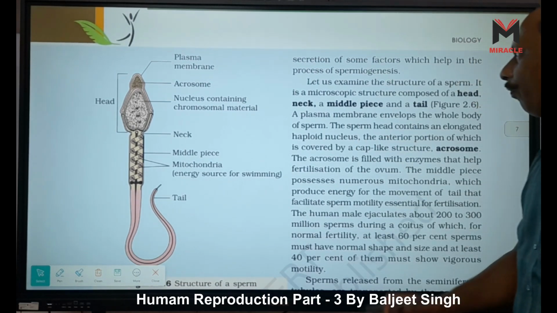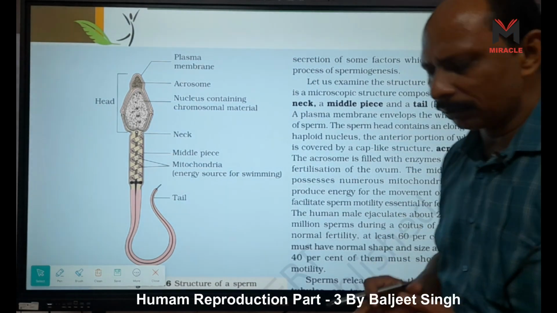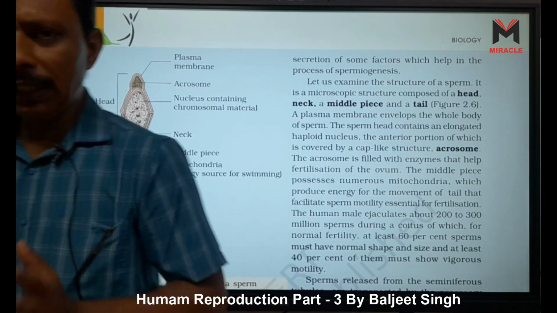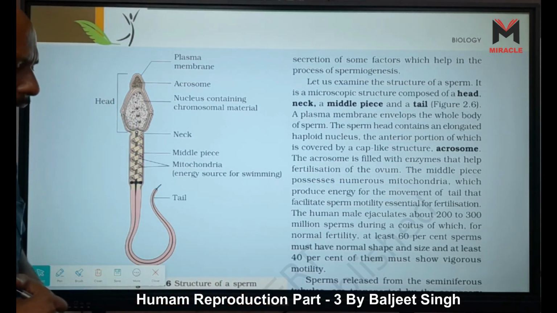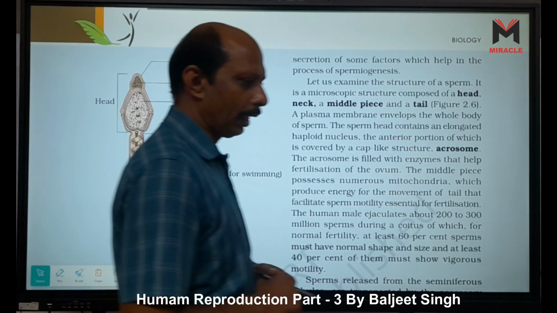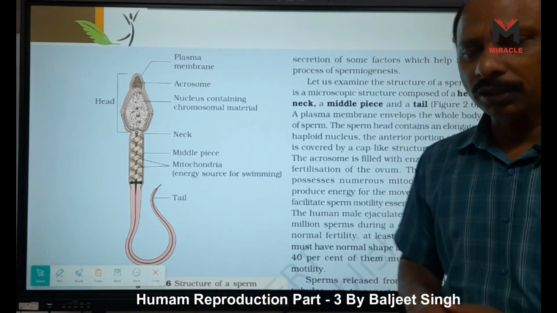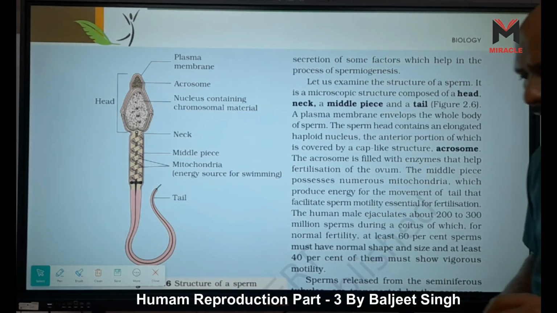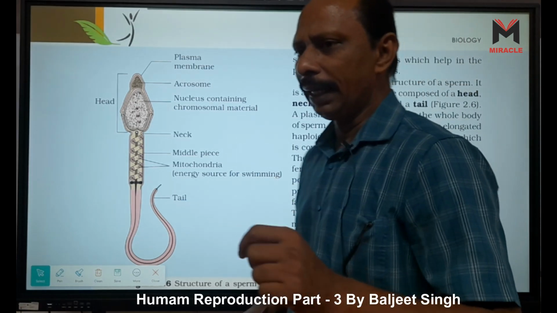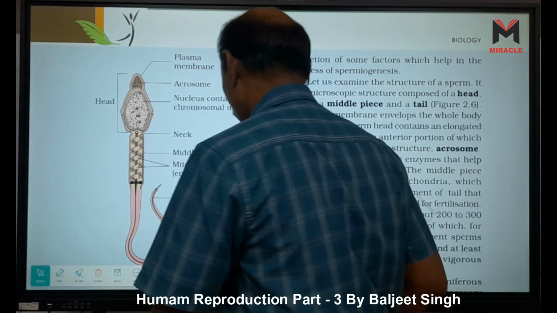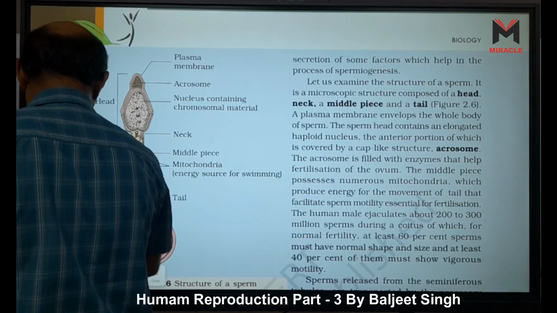The secretion of some factors. Yes, some factors. Which factors? We have three types of factors being released here, like inhibin hormones, right? Anti-Mullerian hormone, because it is a testis, right? Anti-Mullerian hormone, inhibin hormone, and ABP. I write here, then you understand.